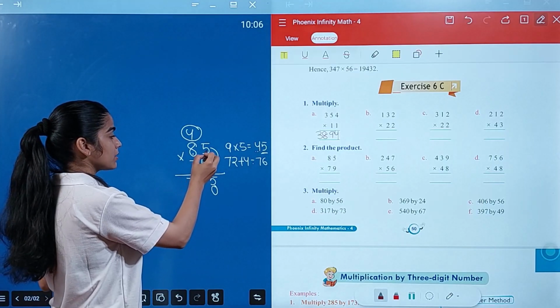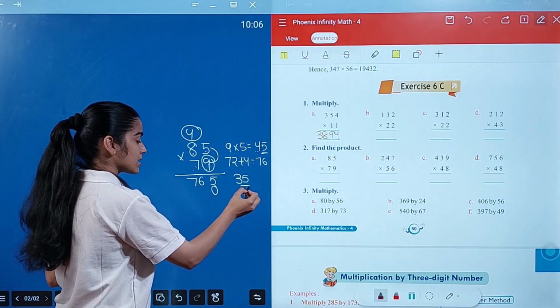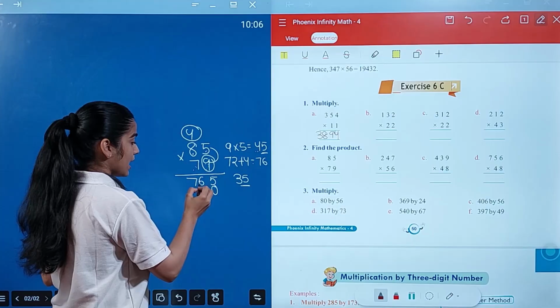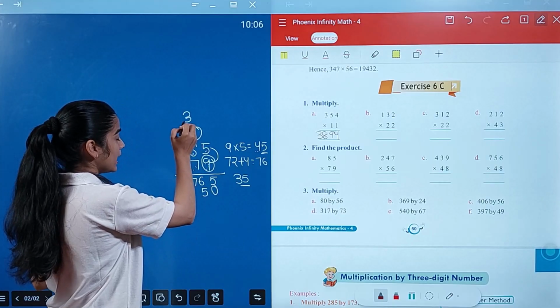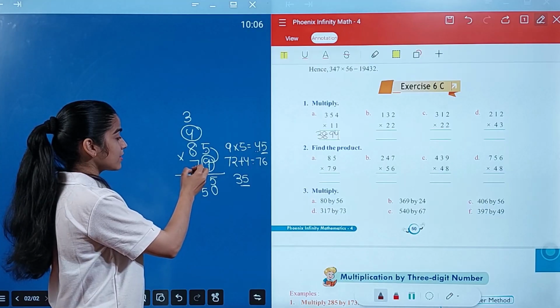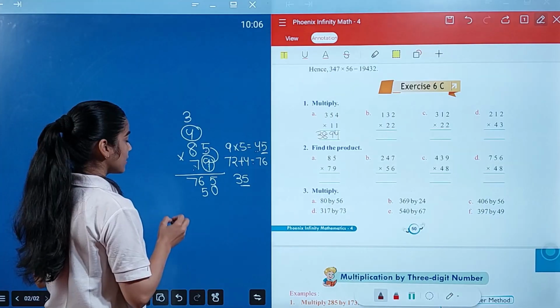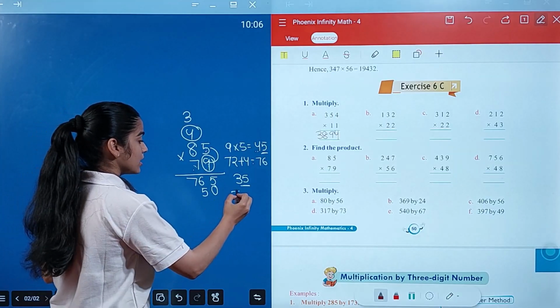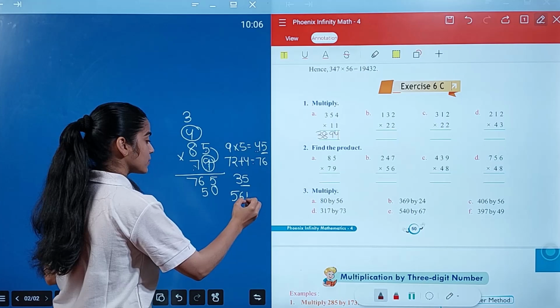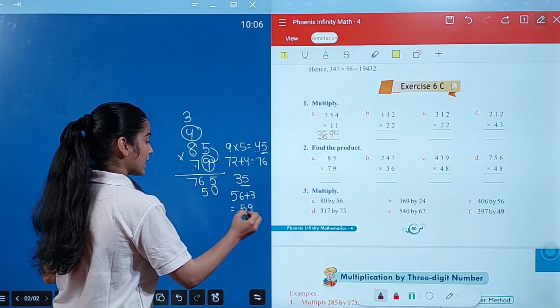Now 7 multiplied by 5 is 35. So I have to consider only the last digit, which is 5, and 3 will be shifted to the 8. Why? Because after multiplying 7 with 5, next I have to multiply it with 8 as well. So 7 8s are 56. Now I have to add 56 with 3. So my answer will be 59. I write it as it is.